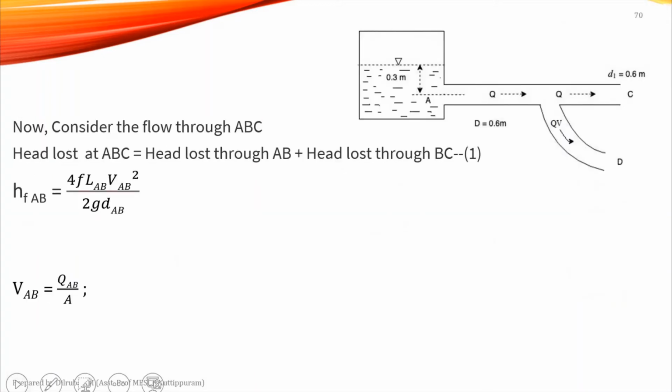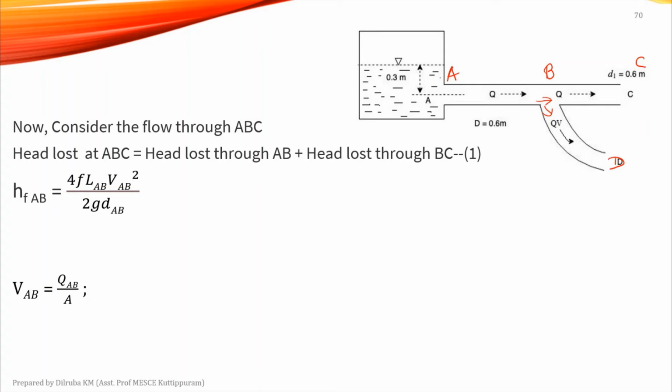Now let us see. Let's consider the flow through ABC. I'm writing the points: A over here, B over here, C over here, and D over here. So we have ABC and ABD. Flow will occur in both directions. Let us consider the head loss at ABC. Head loss at ABC is equal to head loss through AB plus head loss through BC.